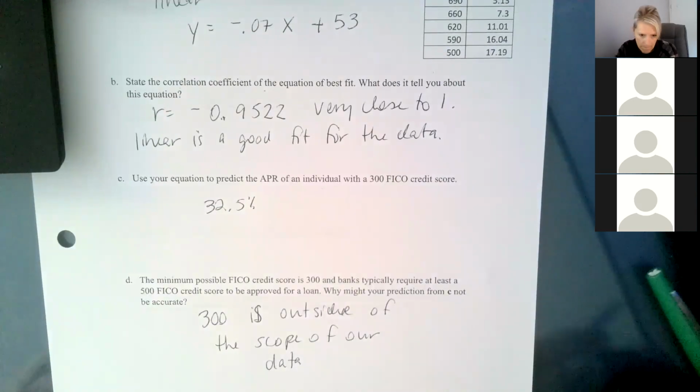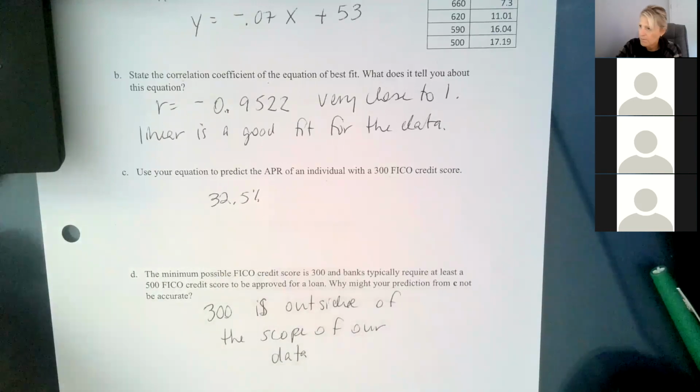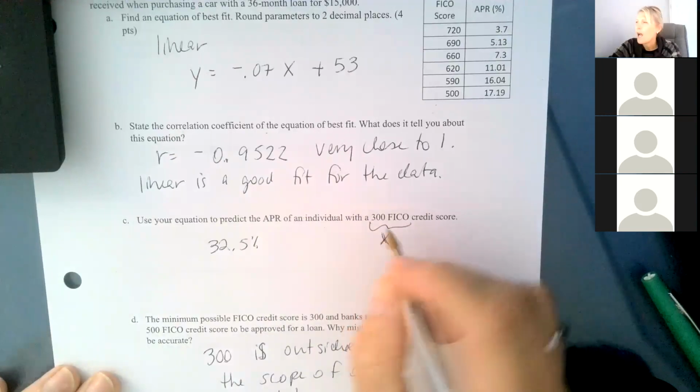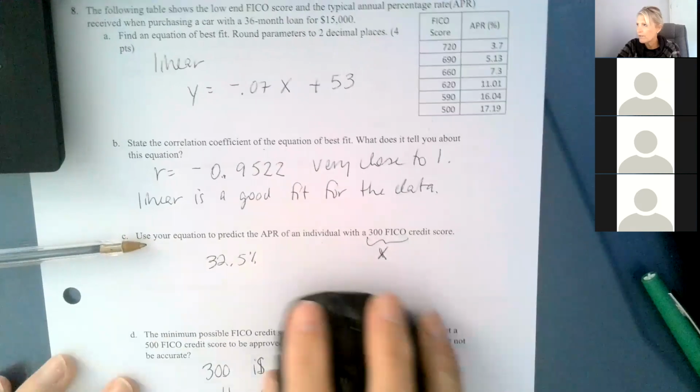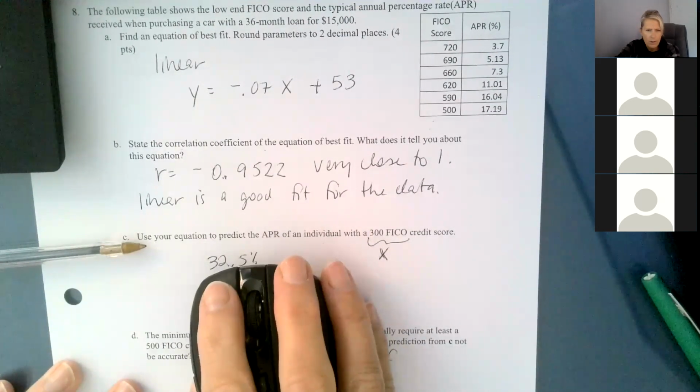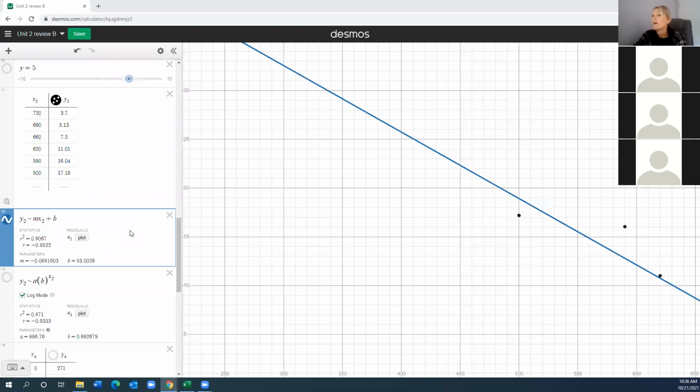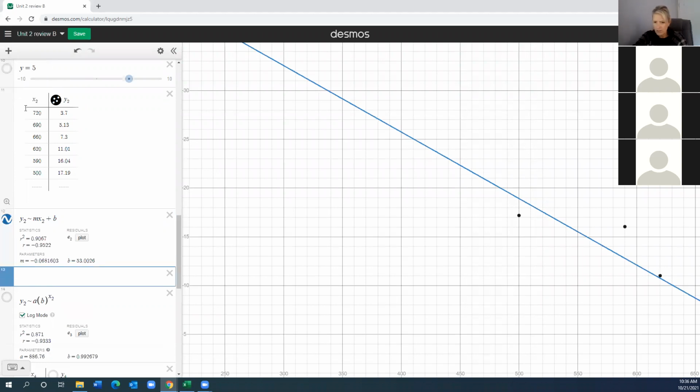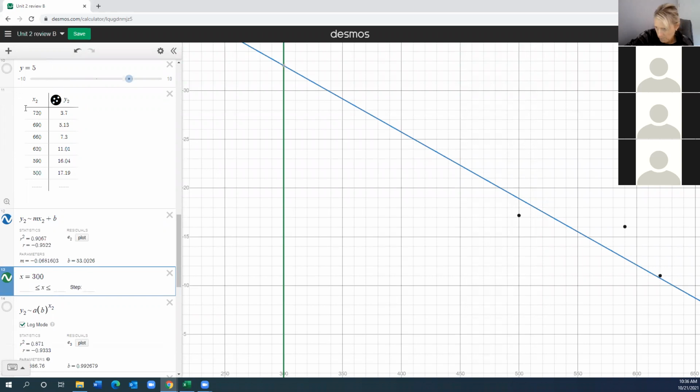How did you get 32.5%? Did you plug in the 300 for Y or for X? For X, because X is our FICO score. Okay. Yeah. X equal to 300. I just used the slider on the equation, but you can also go to Desmos and say X equals 300, and then just click on the intersection there and it says 32.55, so 32.6. Okay. Yeah, that's another way. Great question, great question.